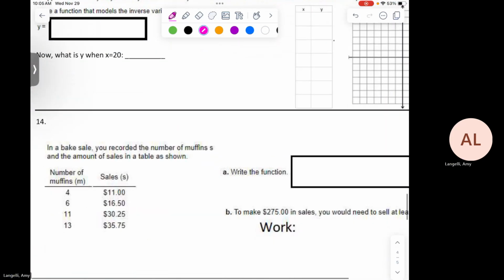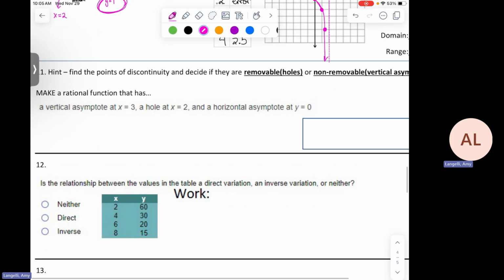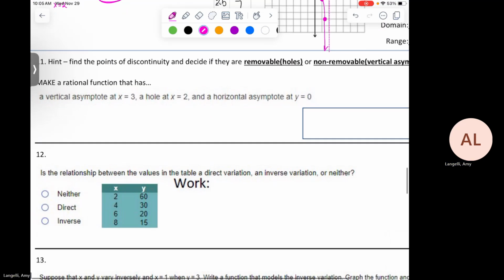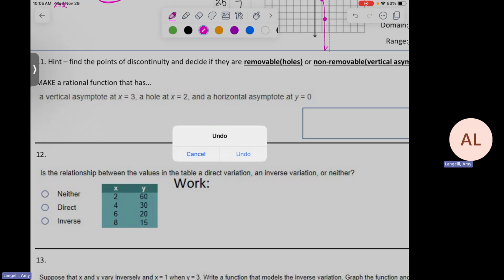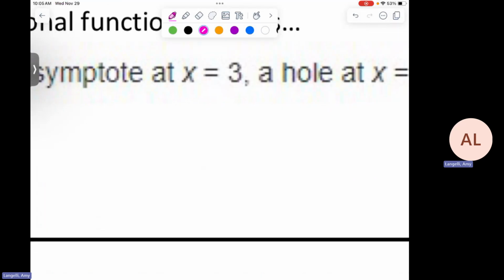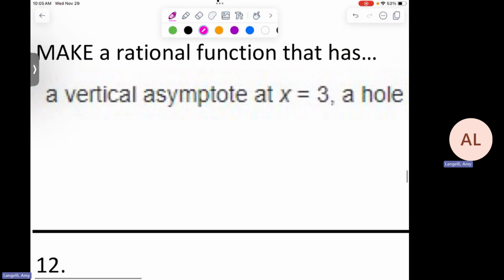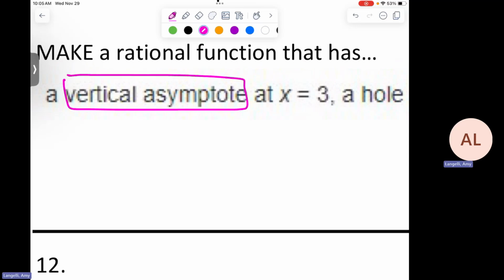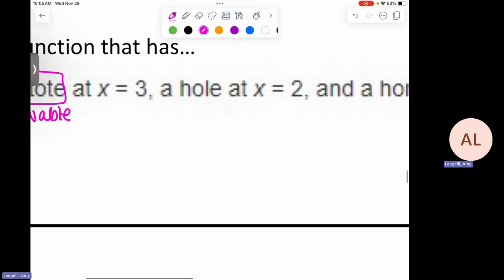No? Okay. All right. Find the points of discontinuity, and decide if they're removable or non-removable. Oh, we're going to make a rational expression. We're going to make the equation. Okay. If something has a vertical asymptote, you guys remember, is that removable or non-removable? Yeah, you almost have to go back and think. Good, non-removable. What about a hole? Is a hole removable or non-removable?